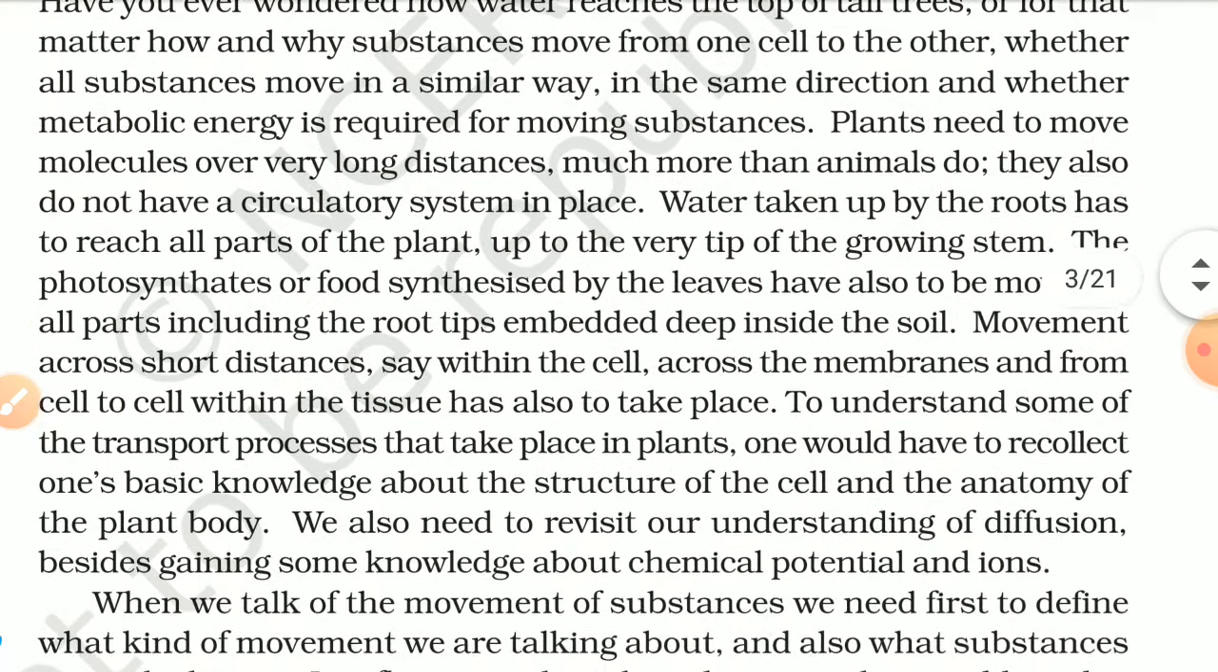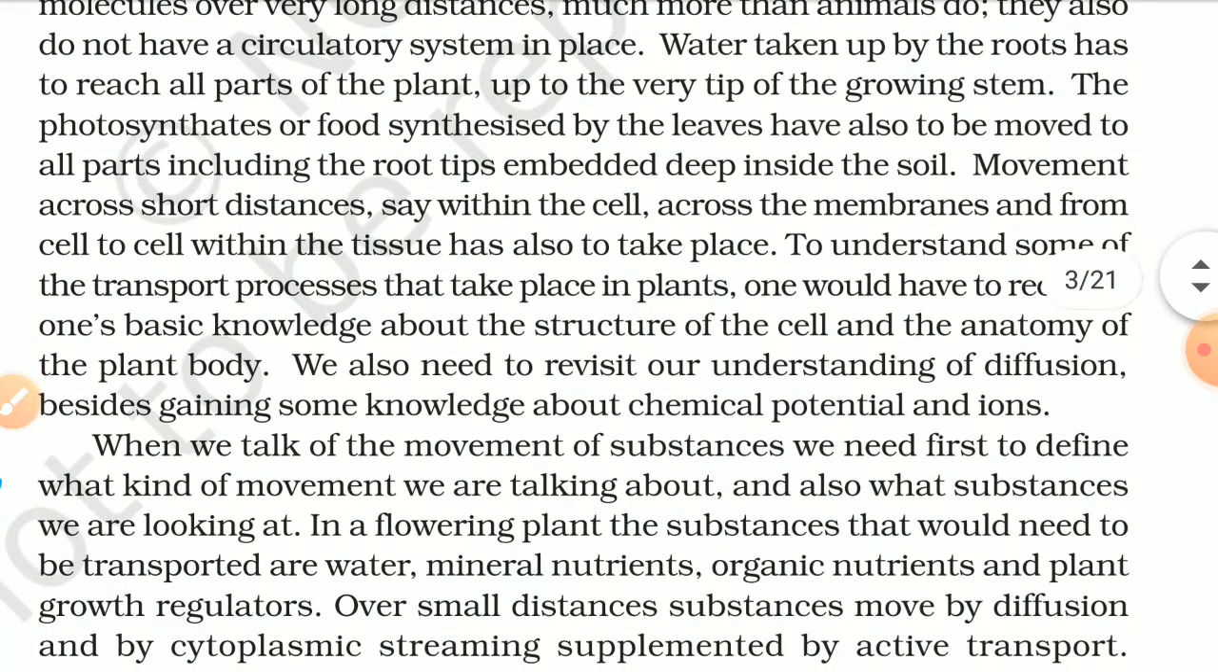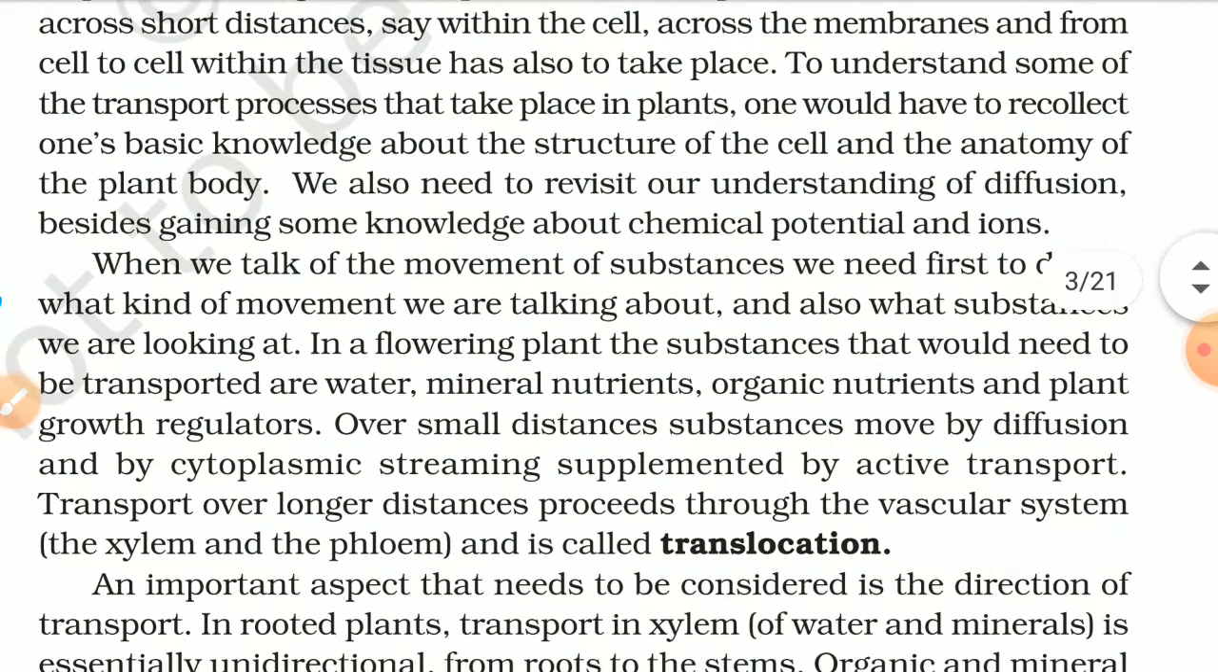Movement across short distances, say within the cell, across the membrane, or from cell to cell within the tissue, also has to take place. To understand some of the transport processes that take place in plants, one would have to recollect one's basic knowledge about the structure of the cell and the anatomy of the plant body. We also need to revisit our understanding of diffusion, besides gaining some knowledge about chemical potentials and ions.